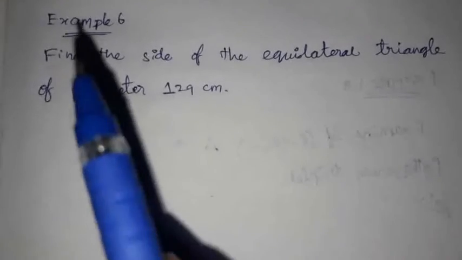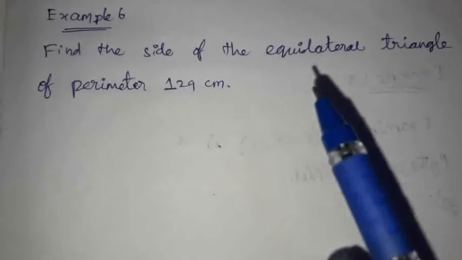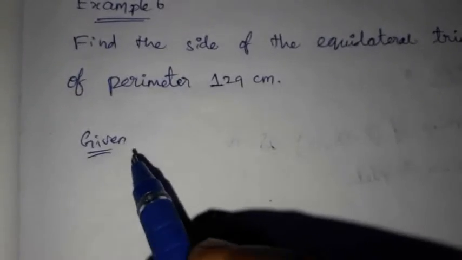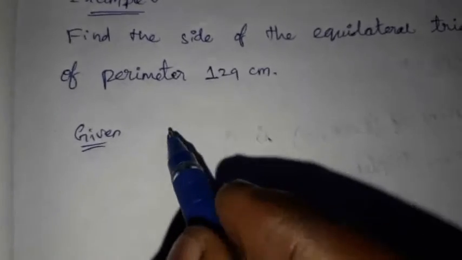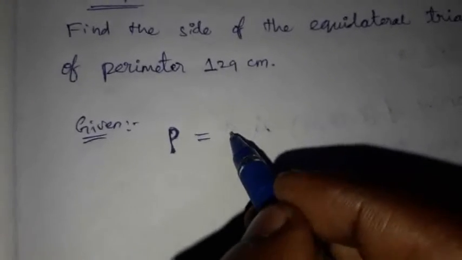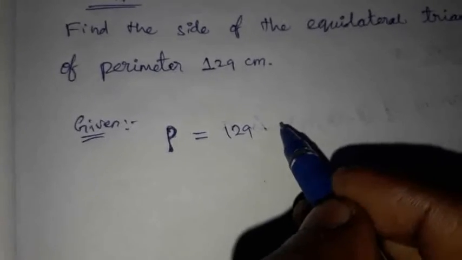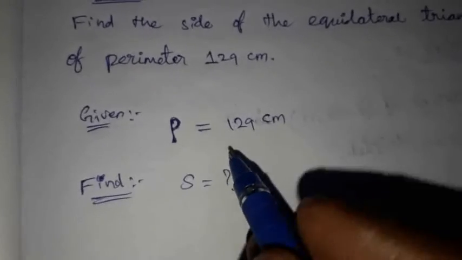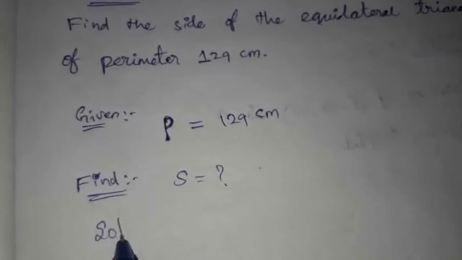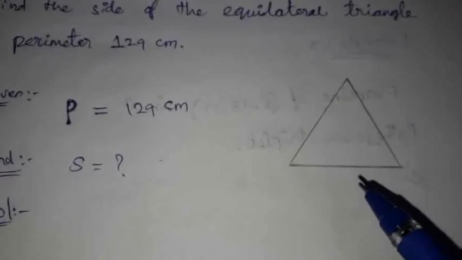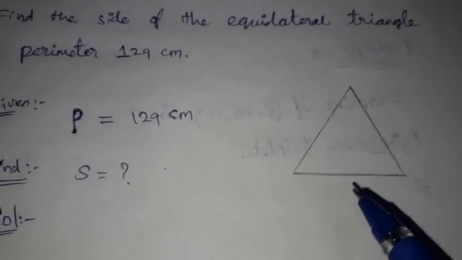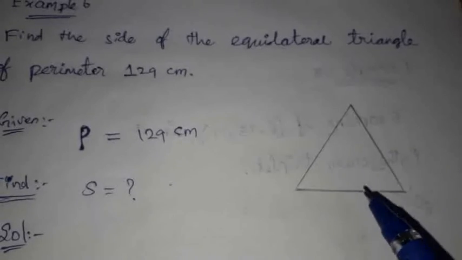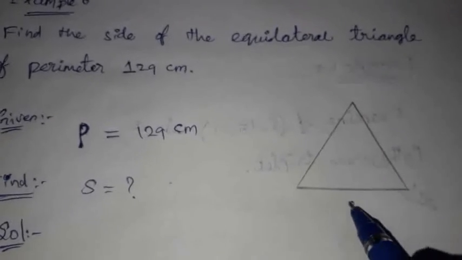Next we are going to see the sixth example. Find the side of an equilateral triangle of perimeter 129 centimeter. Let us write what is given in the question. Perimeter, capital P equal to 129 centimeter. We have to find the side of a triangle. Let us see the solution. All sides are equal because it is an equilateral triangle. Let us take all sides as A.